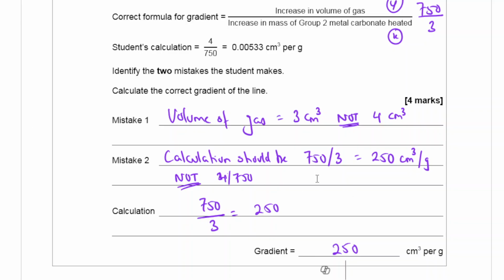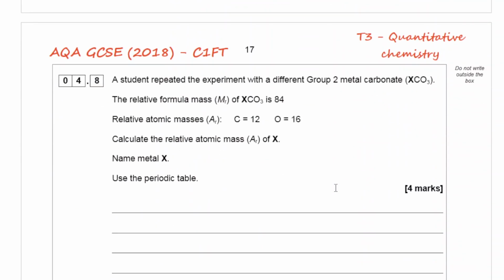For mistake 2, you could say the numbers are the other way around as well. A student repeated the experiment with a different group 2 metal carbonate, XCO3. So X is the unknown metal here. The relative formula mass of XCO3 is 84. The relative atomic mass of carbon is 12, oxygen is 16. Calculate the relative formula mass of X. Name metal X, use the periodic table.